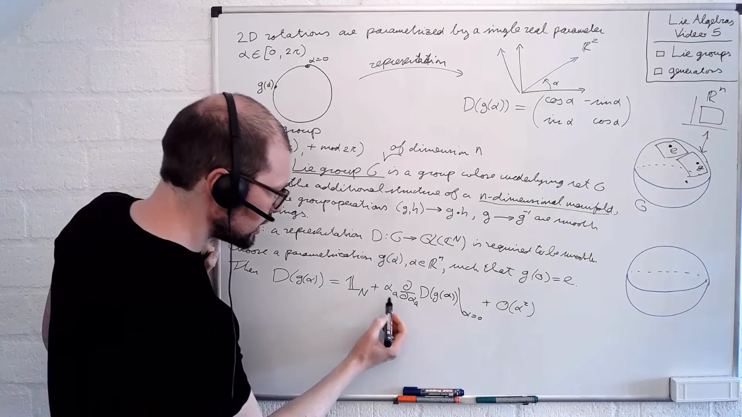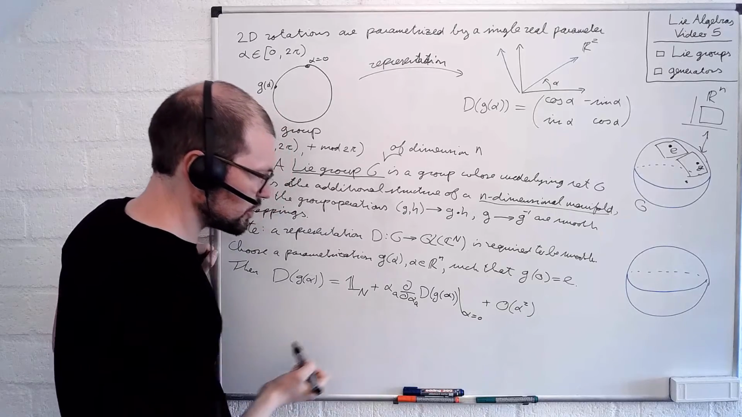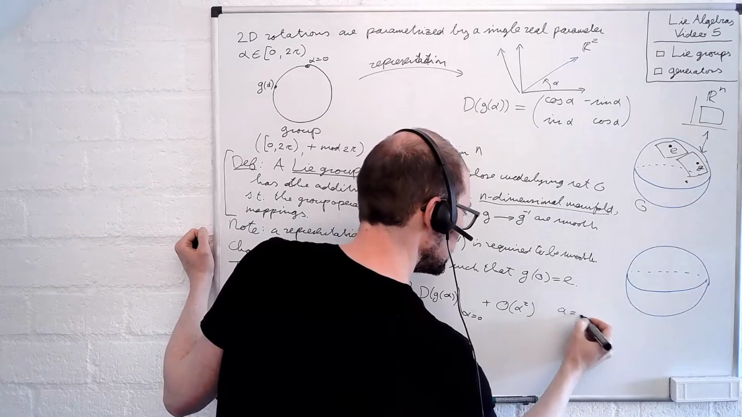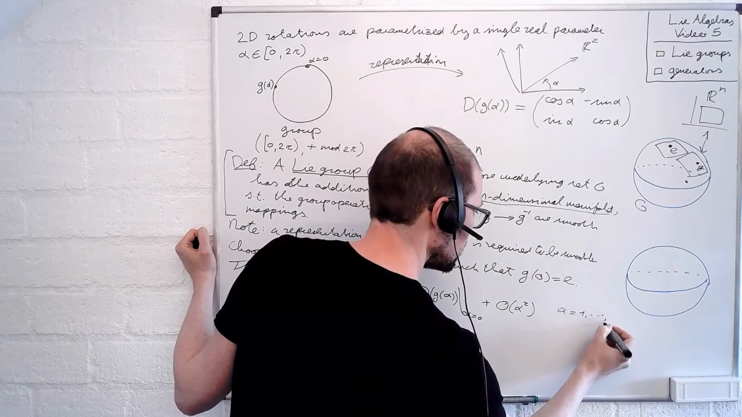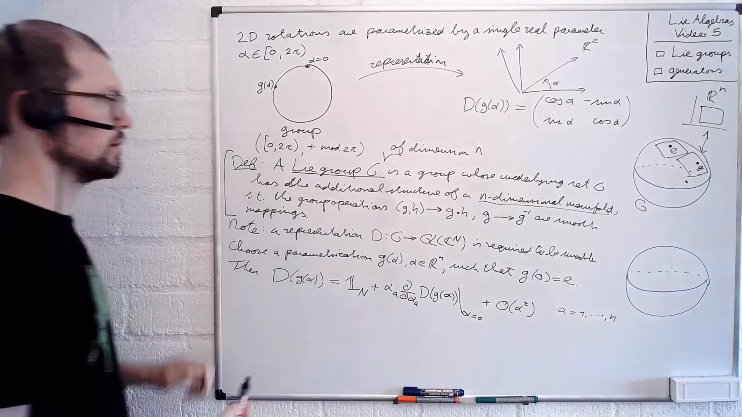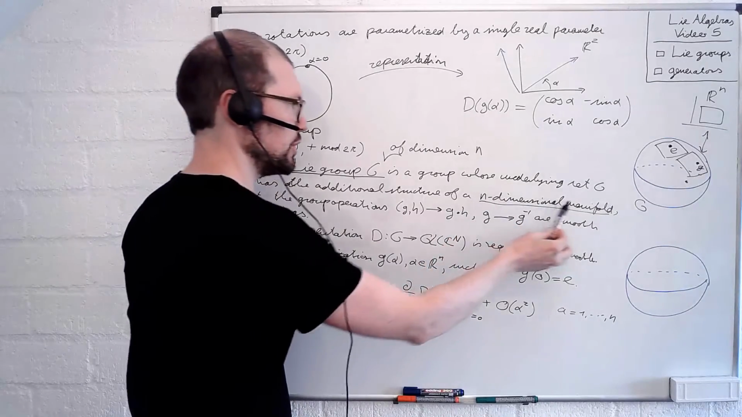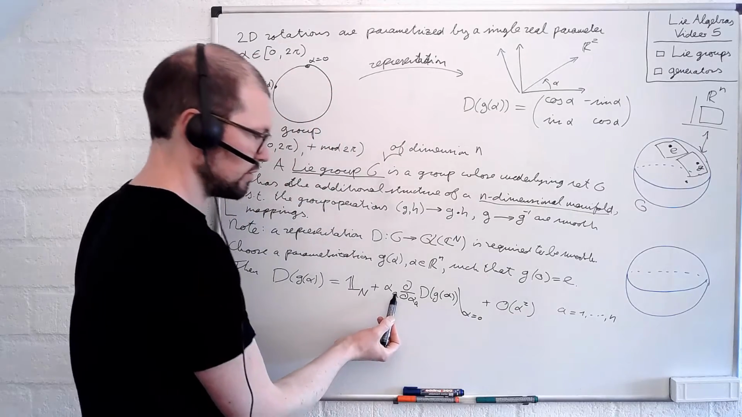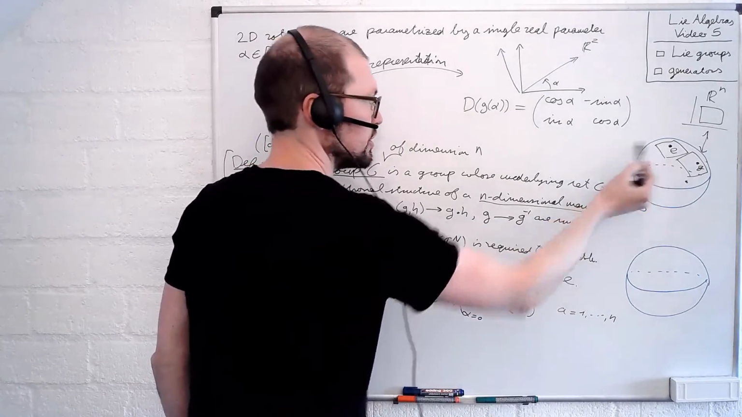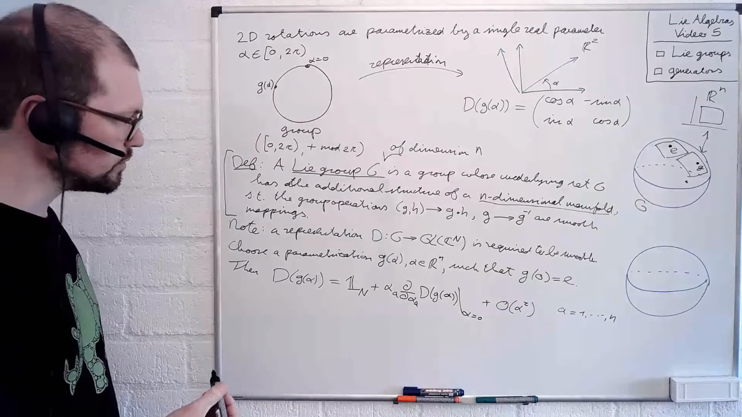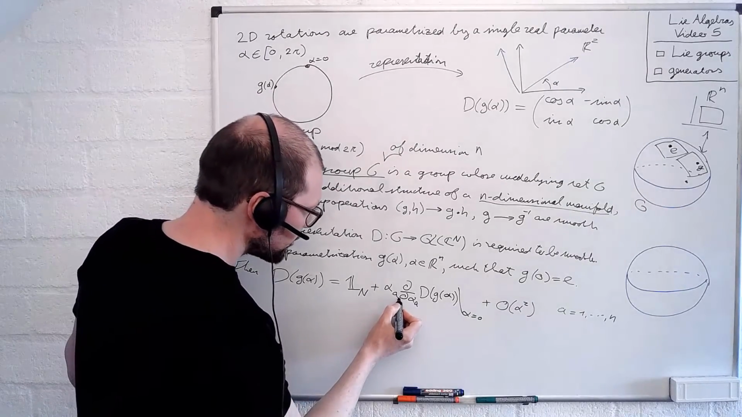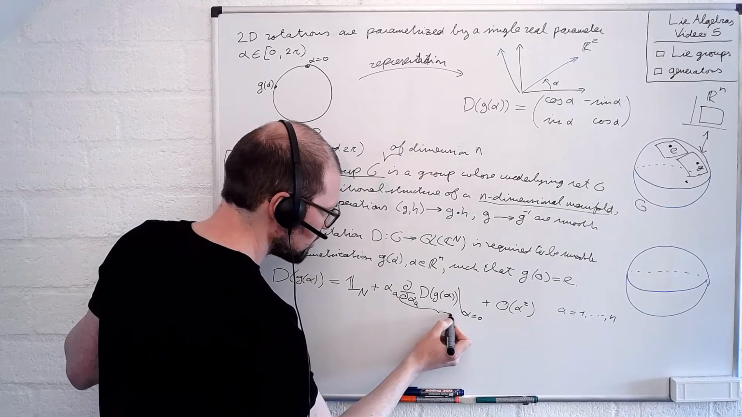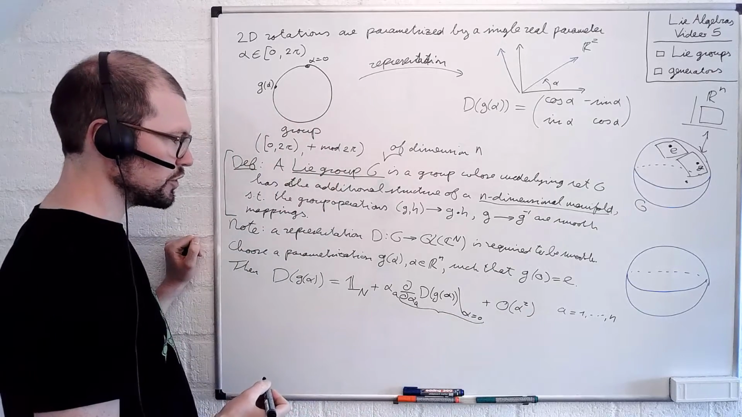So here I'm using summation convention, right? So I'm summing over A, where A is summing from 1 up to n. Because this is an n-dimensional manifold, I have n real parameters that parameterize this neighborhood. And for each of these n choices of parameter, I get here a matrix.